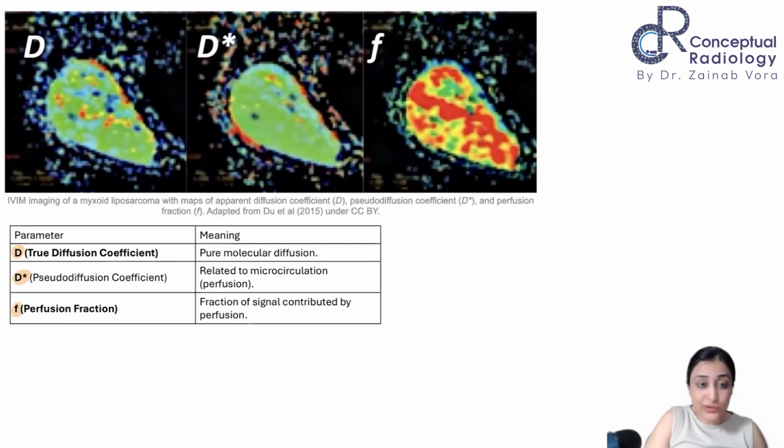D is the true diffusion coefficient. So this is what is your diffusion, molecular diffusion. D star is pseudo diffusion. So this is what is related to the perfusion. And F is nothing but the fraction of the signal contributed by the perfusion. Okay. So ये आपका diffusion का curve है. ये D star perfusion का curve है. And ये आपका F है, which is the perfusion fraction. Okay, so just need familiarity with it, nothing beyond it.